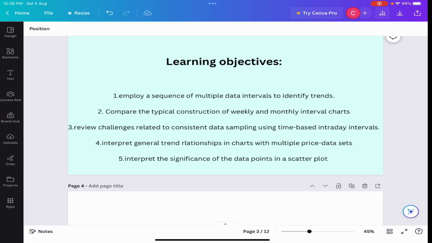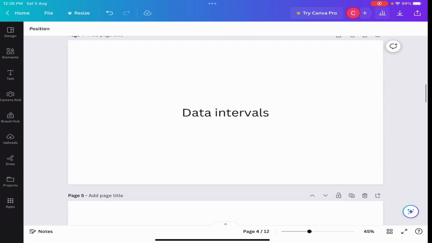Interpret general trend relationship in charts with multiple price data sets. How do you compare two different charts or two different companies' charts? Interpret the significance of data points in a scatter plot. Scatter plot is something which we have done in level 1, but we are going to also see it here. Okay, so let's begin with what are data intervals.